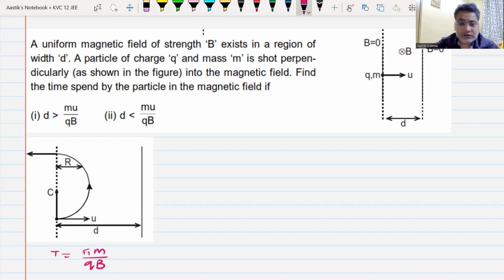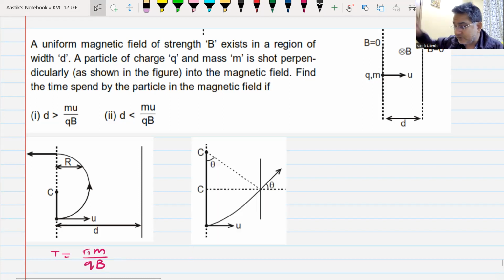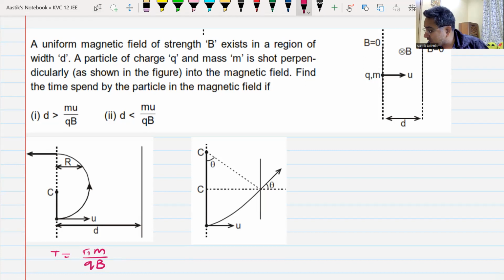In the second case, what is going to happen? It is not going to complete the circular path. It will just cut the boundary, and it will emerge out at some angle theta. Do we understand this? Yes, sir. Now, you just have to find out how much is this angle theta.